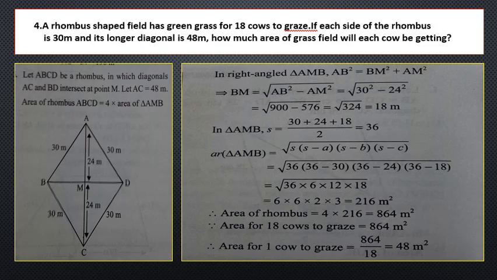So the area of the total rhombus or total field is equal to 864 meters square. Now we need to find the area of field for one cow. So the area for 18 cows to graze is equal to 864 meters square. Therefore the area for one cow to graze is equal to 864 divided by 18, that is equal to 48 meters square.